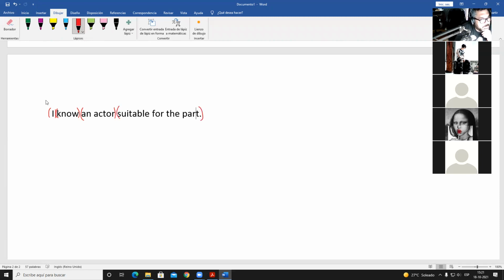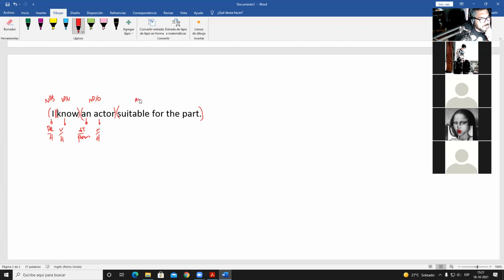Therefore, this is a noun phrase subject, really fast and easy. Pronoun head. This is the verb phrase, verb, also fast and easy. Verb head. This is an actor, right? I know what? I know an actor. This is a noun phrase, object, with the determiner, premodifier, and now the noun head actor.